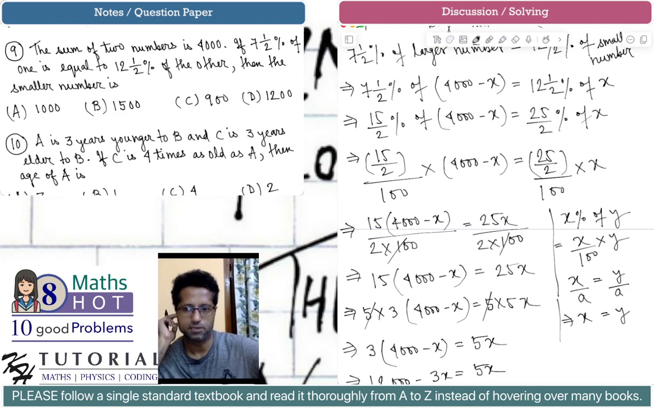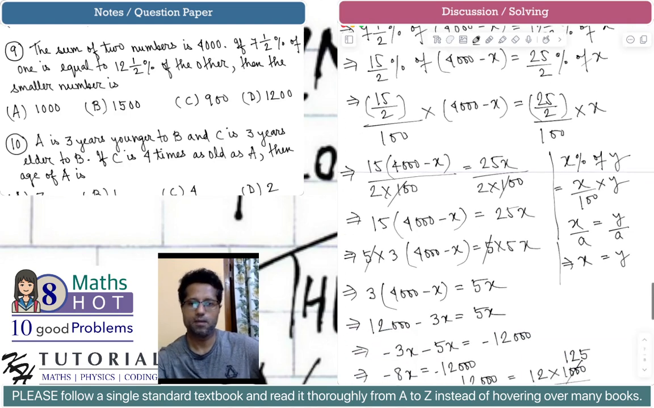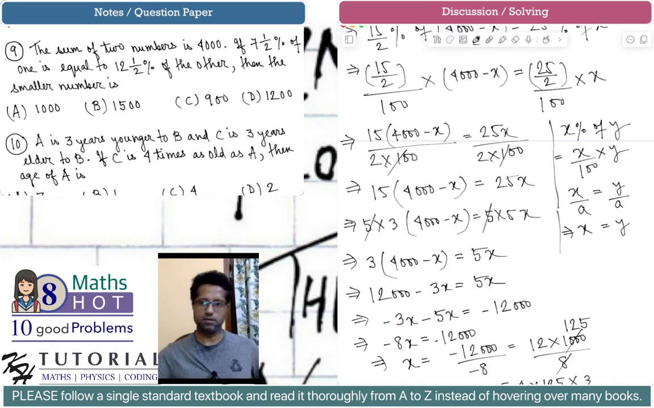Okay, we cancel out 200 from both sides, that is 200 from the numerator of both sides, and we get 15 into 4000 minus x is equal to 25x. Okay, now we cancel the factor 5 from both the sides, and we get 3 into 4000 minus x is equal to 5x.